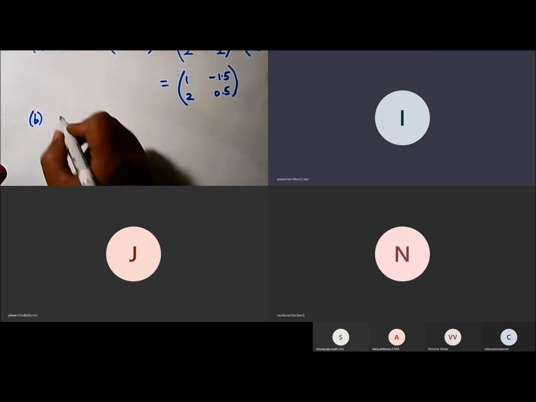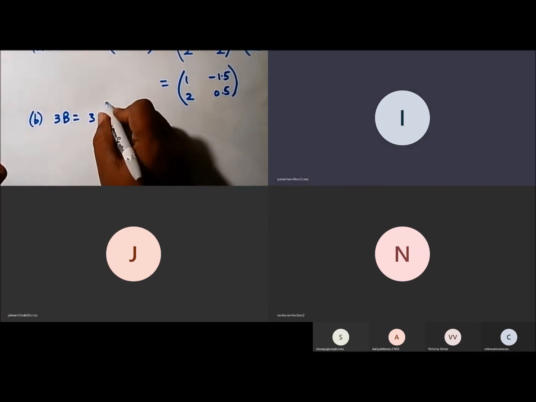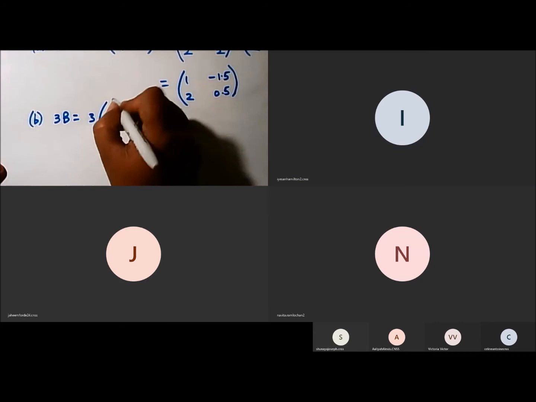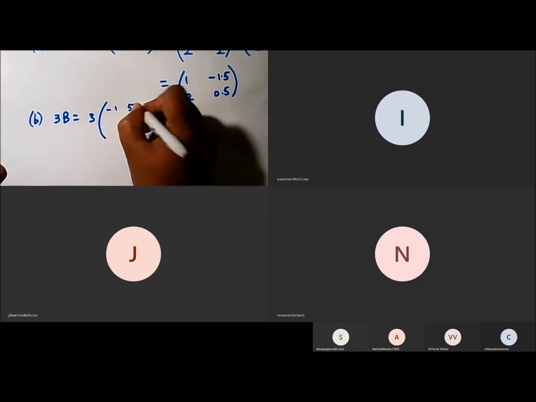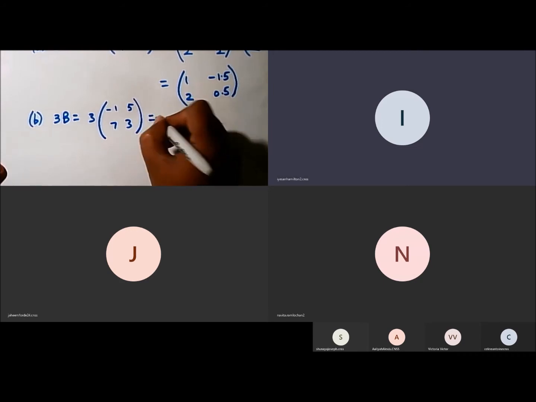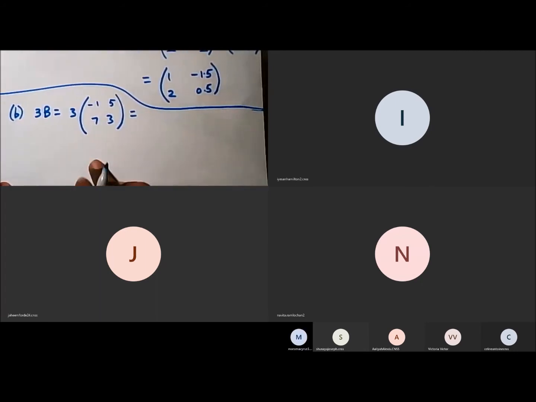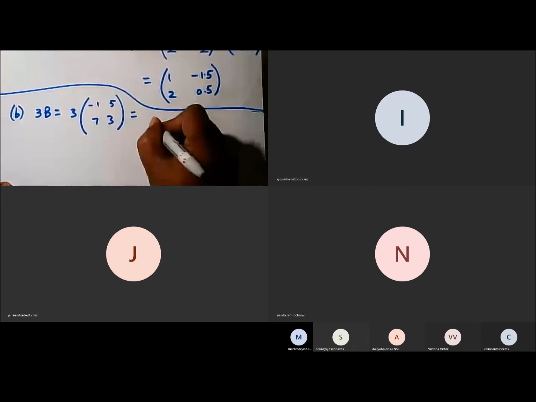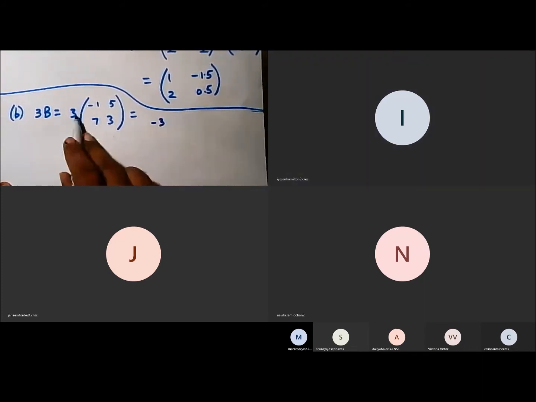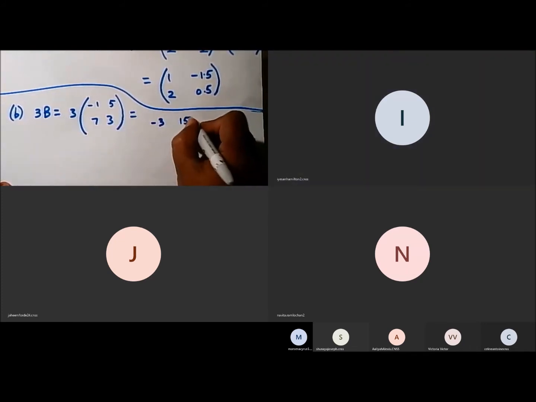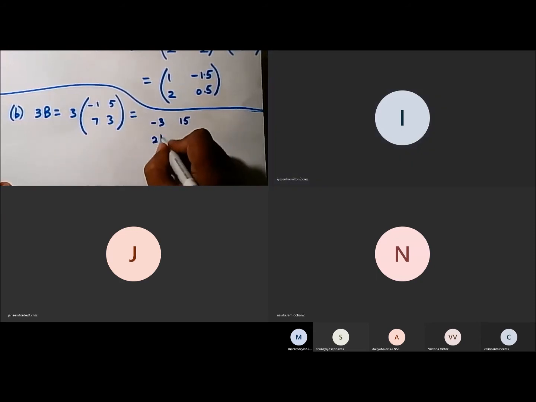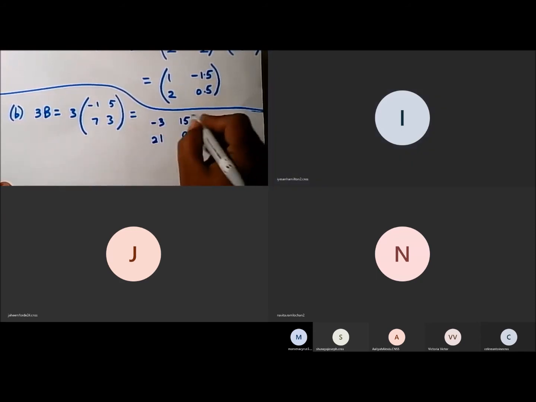B is 3B. And that means the 3 on the outside of the brackets, and the B is minus 1, 5, 7, 3. 3 times minus 1 is minus 3. 3 times 5, 15. 3 times 7, 21. 3 times 3 is 9.